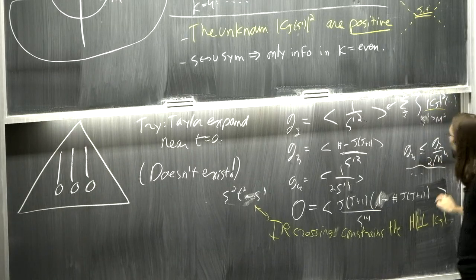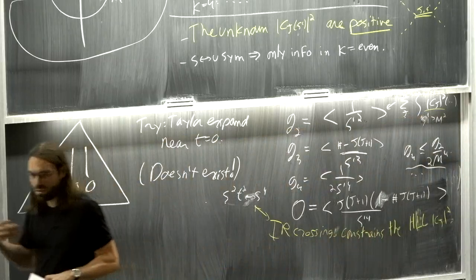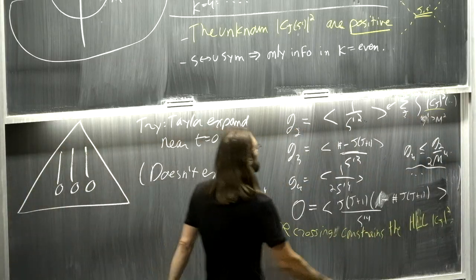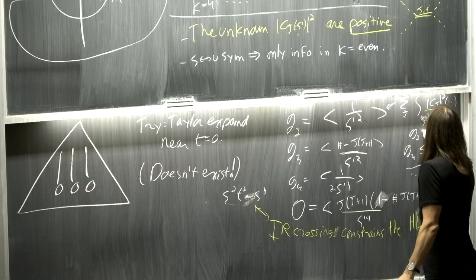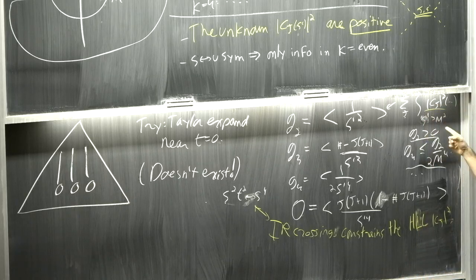So you get a bunch of inequalities, and also maybe a more basic one I should have said, is that G2 has to be positive. Okay. If you have any UV physics, this guy will be positive.